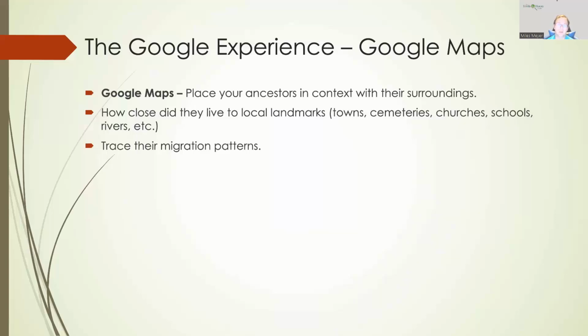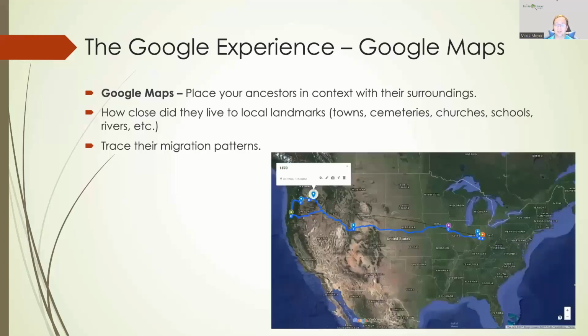It takes a few steps to do this, but you can get a map like this, which is one of my wife's ancestors who migrated from Dayton, Ohio to Oregon. And then his son left Oregon and migrated to Florida. So the roundabout way from Ohio to Florida.